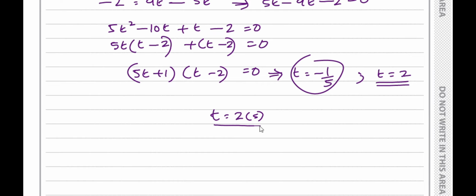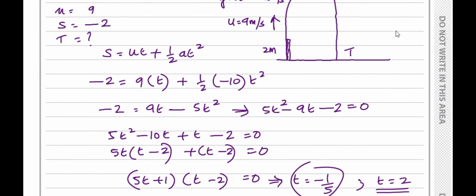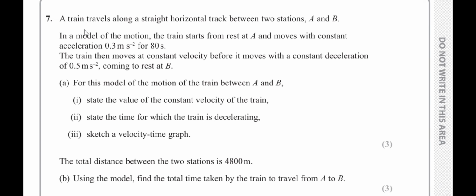That is, this tennis ball comes and lands on the ground 2 seconds after it was projected by him. Question 7. A train travels along a straight horizontal track between two stations A and B.